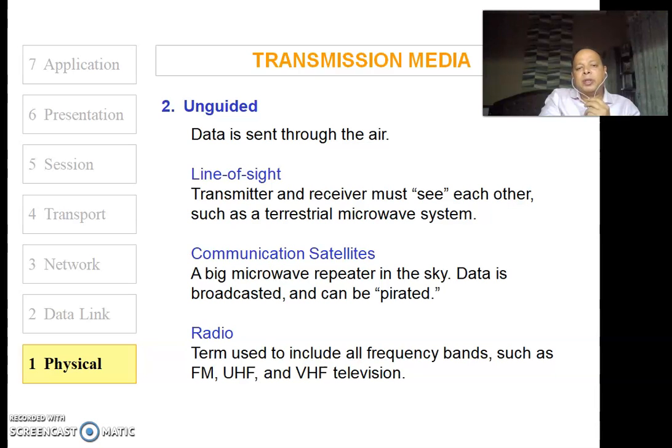Even for microwave, you must be aware that there are tall towers, but they must see each other, and then only transmission and reception is possible. Communication satellites are also used in a big way, and they also help in data transmission.